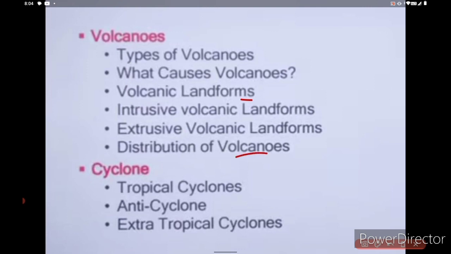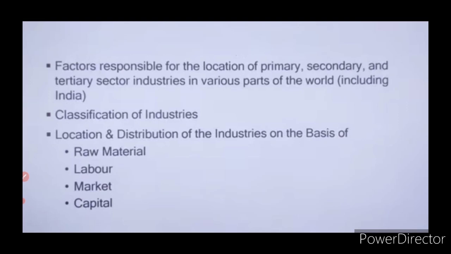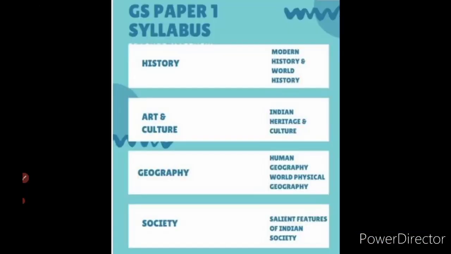Then tropical cyclones, anticyclone, extra tropical cyclone. Everything here, tropical, anti, extra, everything is important. Then factors which are responsible for the location of primary, secondary, and tertiary sector industries in various parts of the world, including India. So classification of industries, location and distribution of the industries on the basis of what? On the basis of raw material, labor, market, and capital. These were some examples of on the basis of what. So we have covered everything in geography.